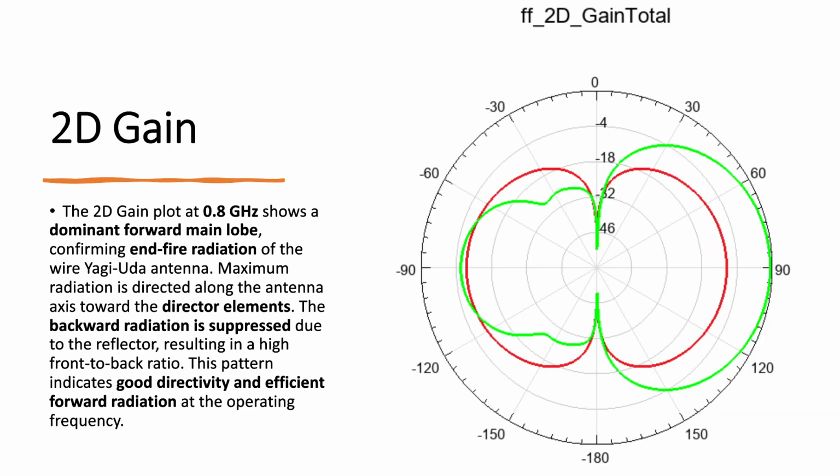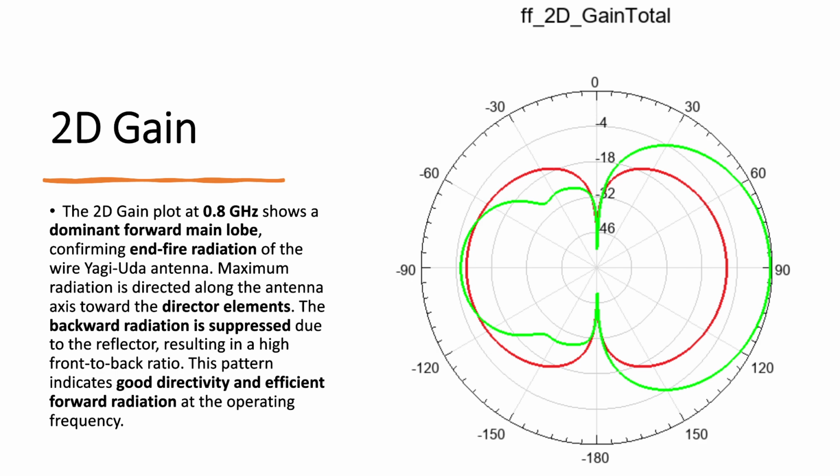Next slide. 2D gain plot. This 2D gain plot shows how radiation varies with angle at 0.8 GHz. We can clearly see a dominant main lobe in the forward direction and very small back radiation. This confirms the antenna radiates mainly toward the director side. It has a high front-to-back ratio. The antenna has good directivity and forward gain.